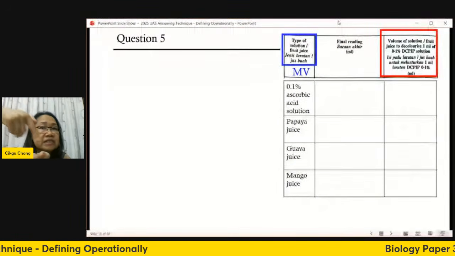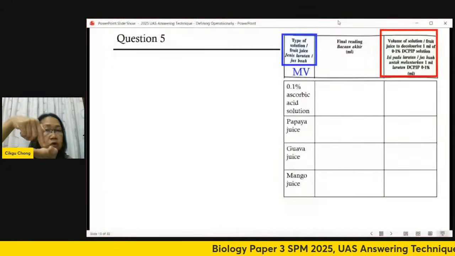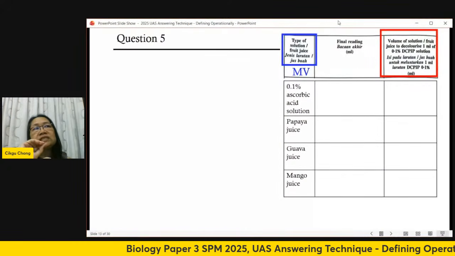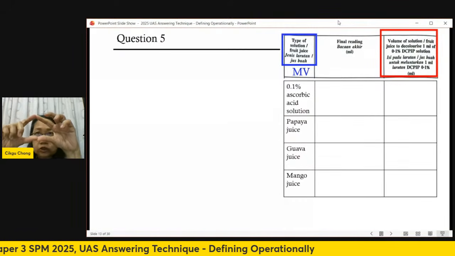Stir this slowly, and make sure you do not press too much. You have to stir slowly and see the color change. Once it has decolorized, you stop adding already. You stop. And then you read how much solution you need.